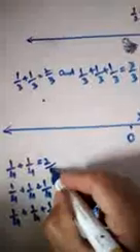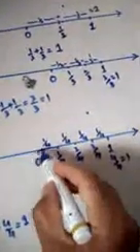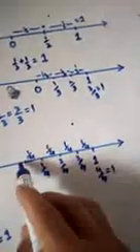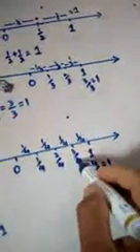Here this point is 1 by 4. From this point to this point, it is 1 by 4 plus 1 by 4, which is equal to 2 by 4. That means from this point to this point, it is 2 by 4. If we take 1 by 4 plus 1 by 4 plus 1 by 4, it is equal to 3 by 4. That means from this to this, it is 3 by 4.